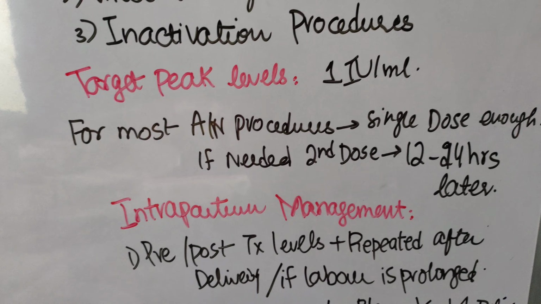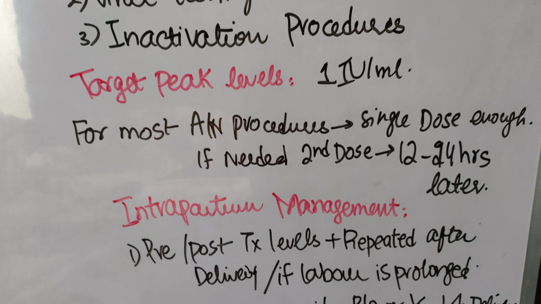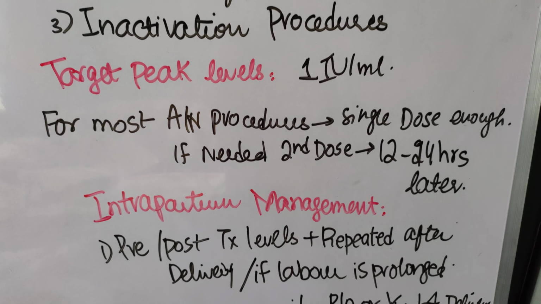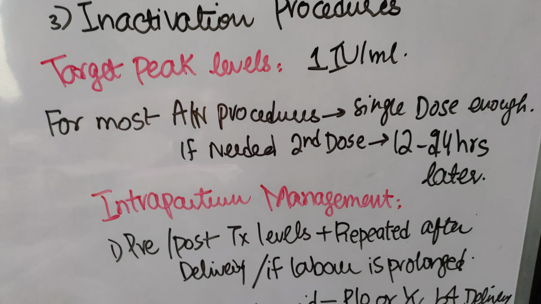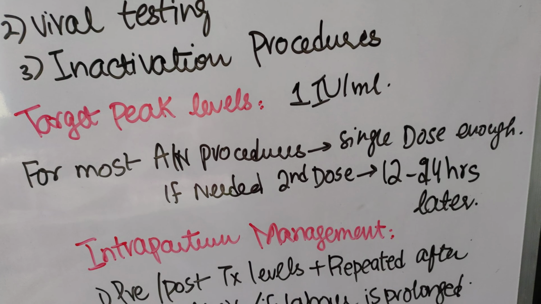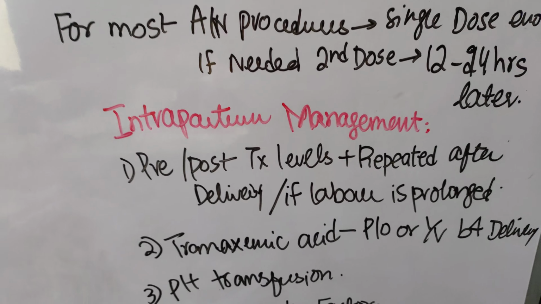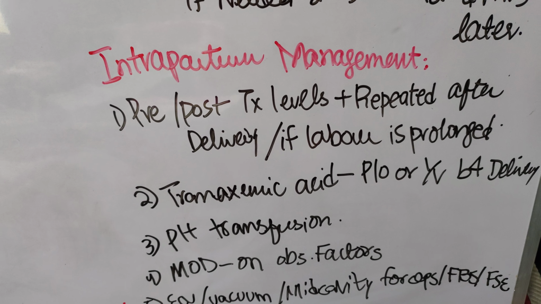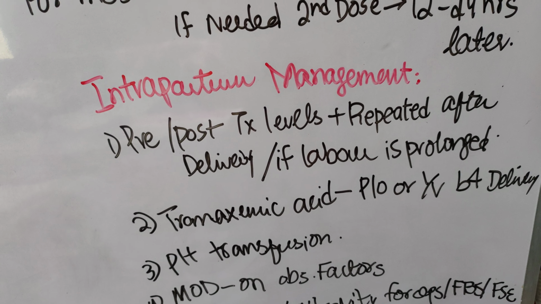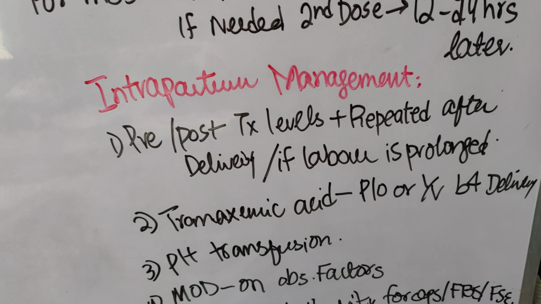The target peak levels should be 1 international unit per ml for labor and delivery. For most antenatal procedures, a single dose is enough, but if needed, a second dose can also be given 12 to 24 hours later. Intrapartum, the pre and post treatment levels should be checked, and they should be repeated after delivery, or if the labor is prolonged.